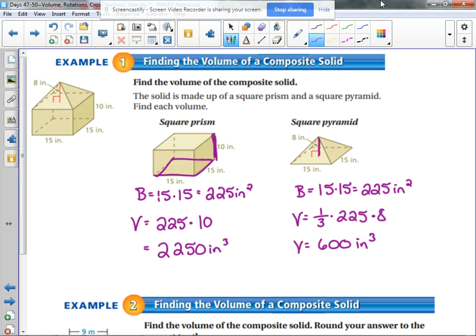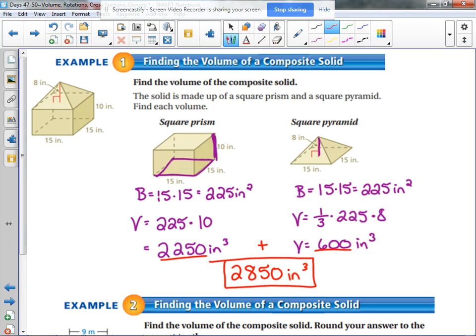How do we put those two numbers together? Add them, okay? Because we are adding the prism to the pyramid to make up that house-looking figure. So we do add those two volumes. So our volume of the composite is 2,850 cubic inches. So not too complex there. You just got to break it into the pieces and transfer the measurements where appropriate.